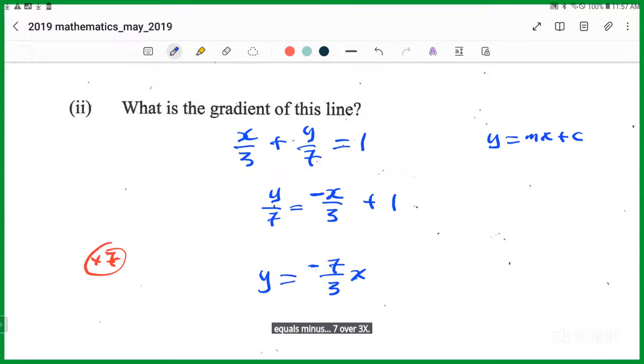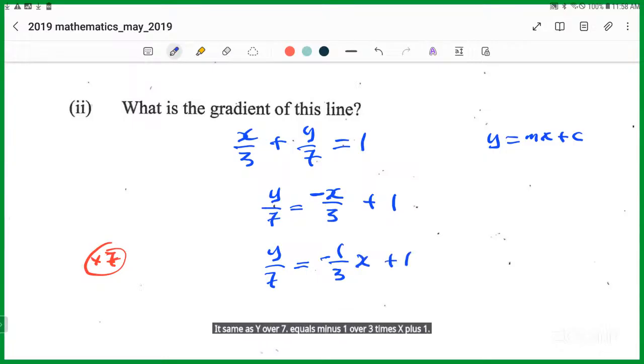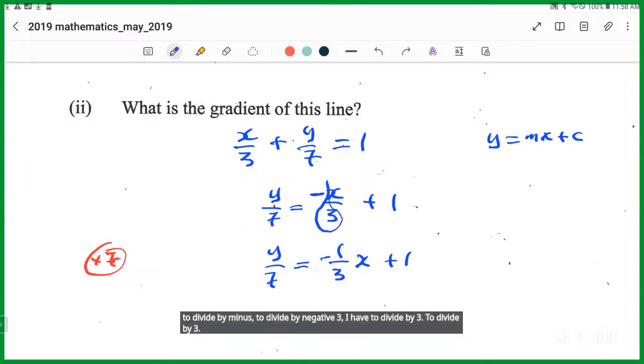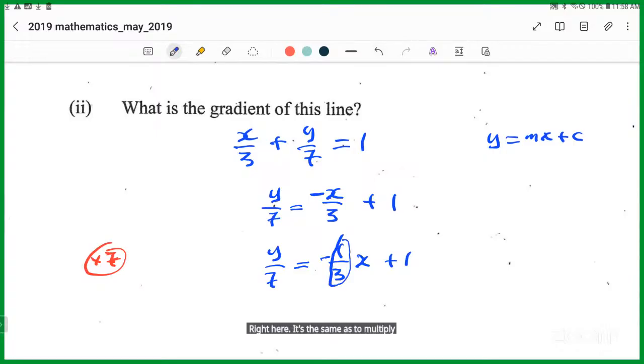Let me write another way for multiply by 7. It's the same as y over 7 equals minus 1 over 3 times x plus 1. To divide by 3 is the same as to multiply by a third. Then this minus is this minus. But I'm trying to get it to look like this. I need to get rid of this 7 by multiplying by 7.